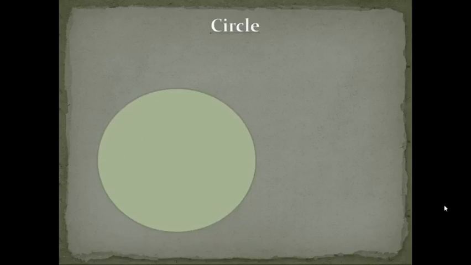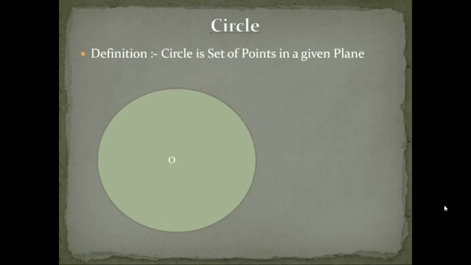Hello friends, in this session we'll be talking about a very beautiful chapter called a circle. In this chapter it becomes very important for us to understand the definition of a circle first. So here we go, let's take up a circle and we have a center O over here. Now the definition of a circle says that a circle is actually a set of points in a given plane.